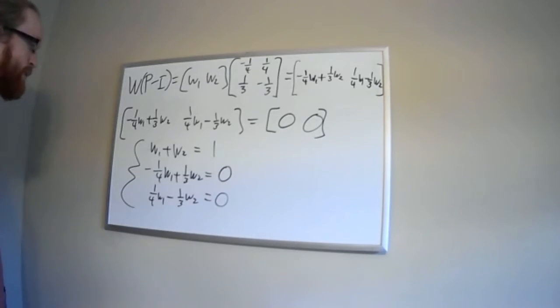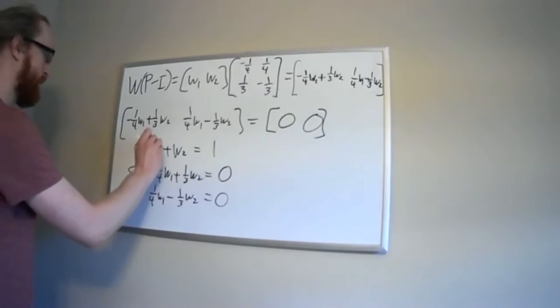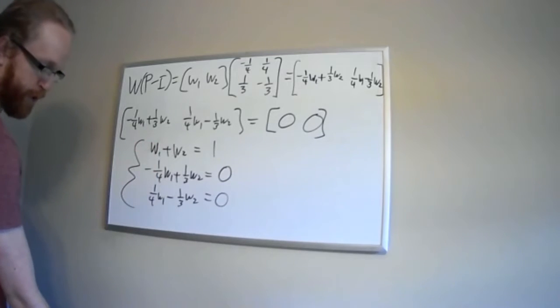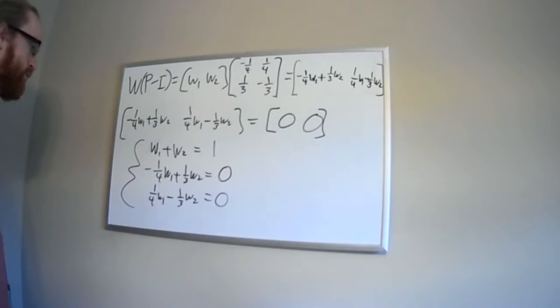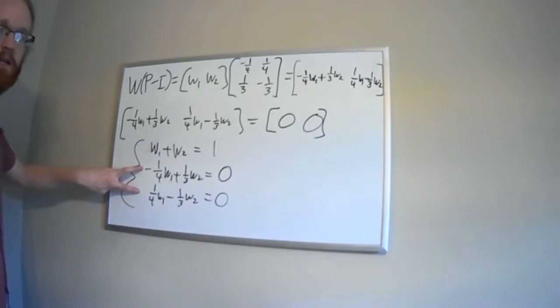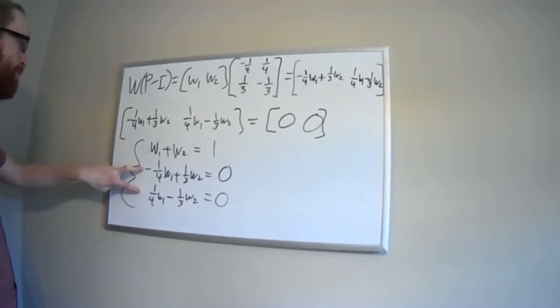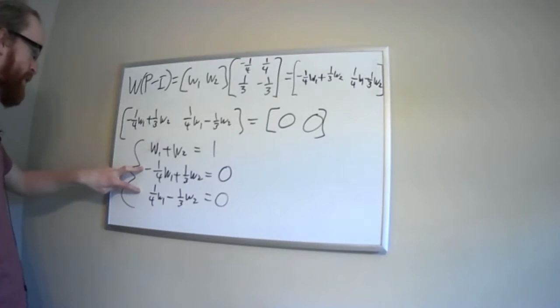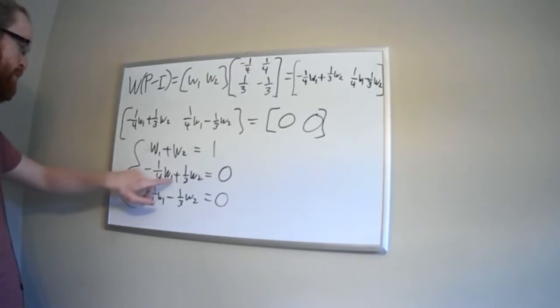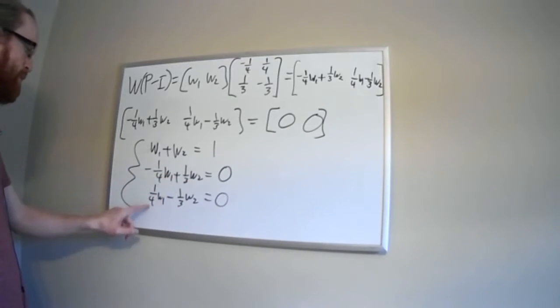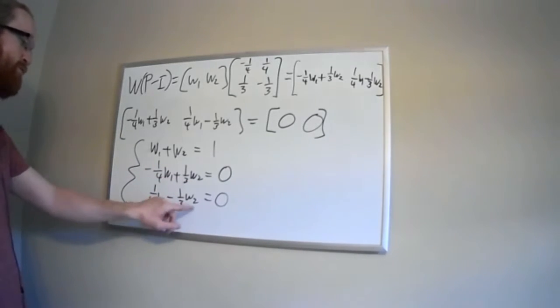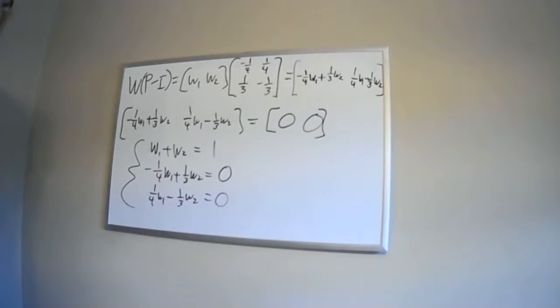But in this situation, I think we actually get kind of lucky because if you're going to solve this, look really close at these two equations. We might notice something if we compare these two equations: they're just negatives of each other. This is negative a fourth W1 plus 1/3 W2. This is positive a fourth W1 minus 1/3 W2. So they just differ by a sign.